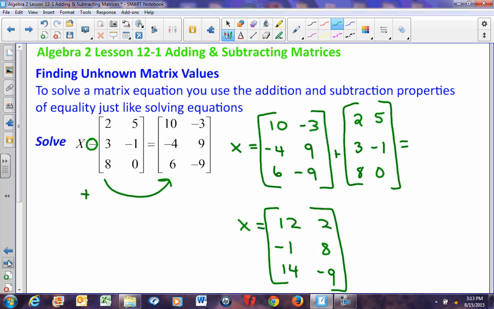And I skipped the middle step here just because I figured that at this point in time you can figure out how to do that. You can show that middle step if you like. Right here you could say 10 plus 2, -3 plus 5, -4 plus 3, 9 minus 1, 6 plus 8, and then -9 plus 0. It's very simple to do.